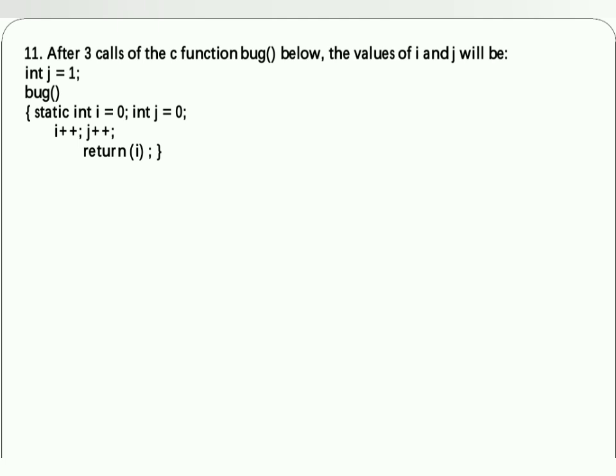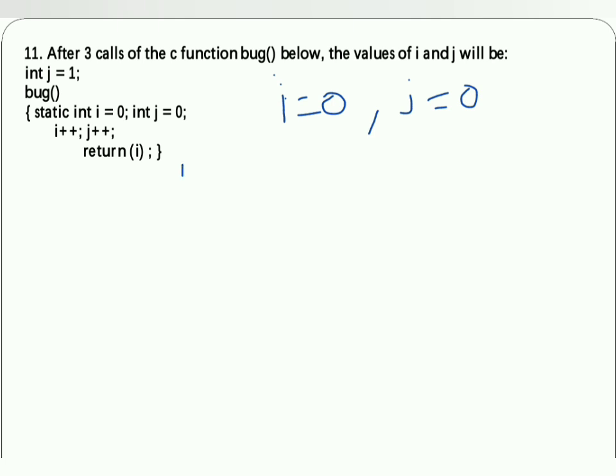So its value increases 3 times and the value of j will reset to 0 every time. So static can store the value of a particular variable. So now given int i equals 0 and j equals 0. Okay, so in the first iteration, i will increase by 1.